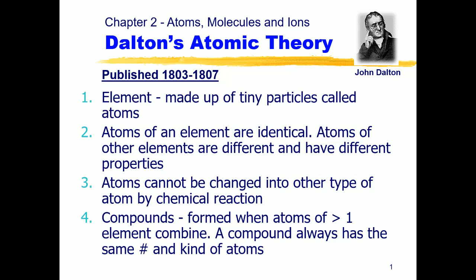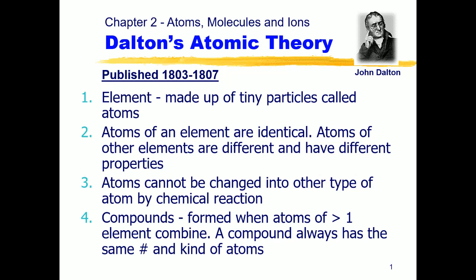And then number 3, atoms cannot be changed into other types of atoms by a chemical reaction. In order for an atom to change its identity, the proton count has to change, right? And that falls into the category of a nuclear reaction, stuff that we're not doing. I don't recommend having students in their first semester of chemistry doing nuclear reactions in the lab. It's probably not a good idea.